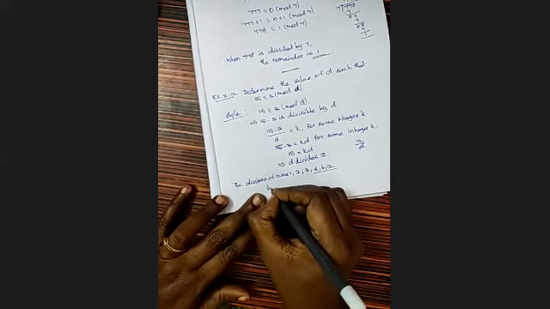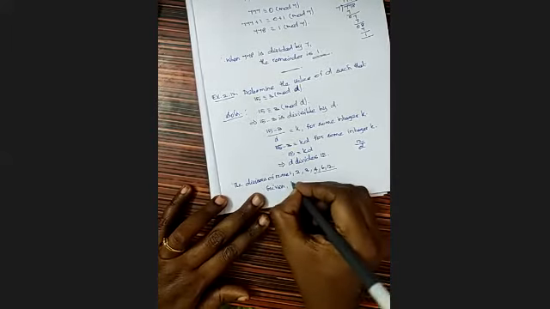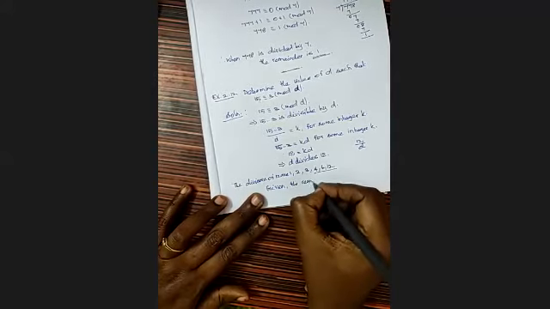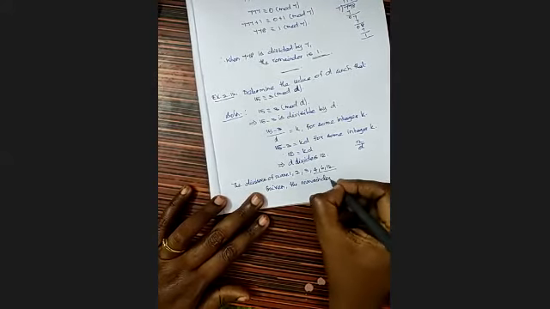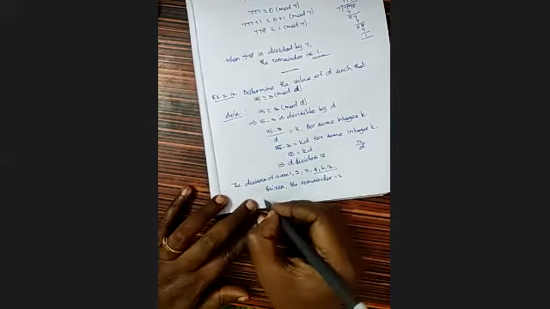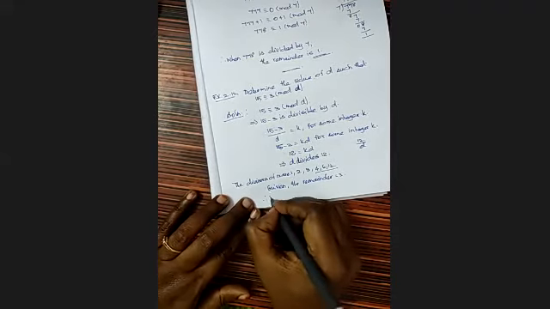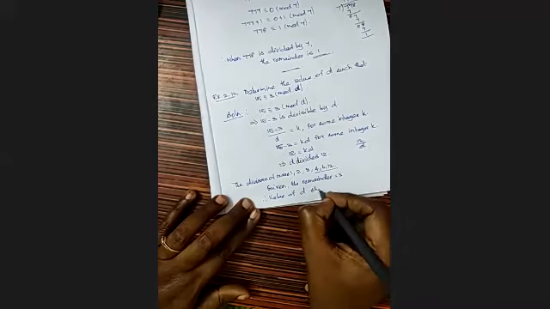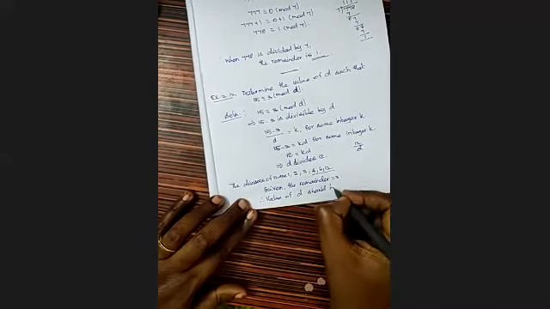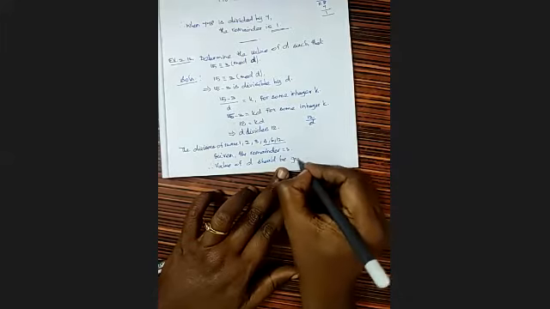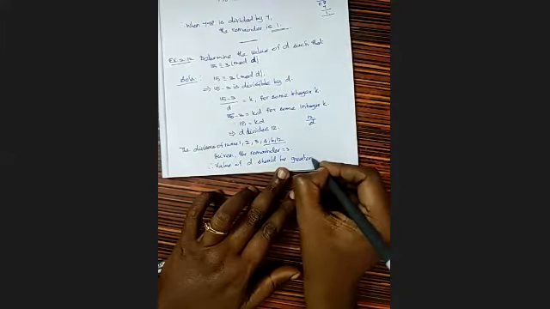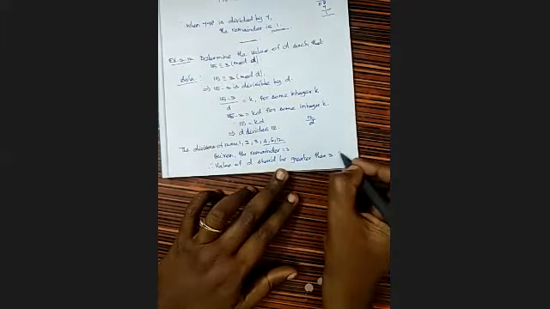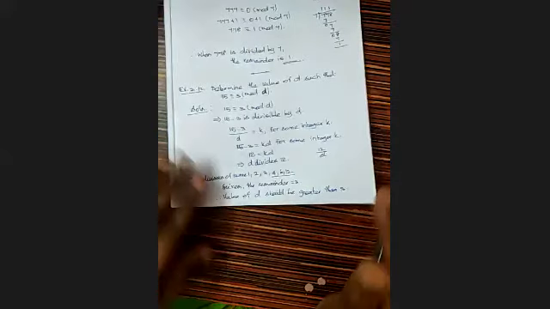Given the remainder equal to 3, therefore the value of D should be greater than 3. Therefore, the possible values of D are 4, 6 and 12.